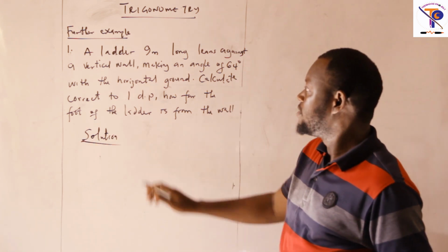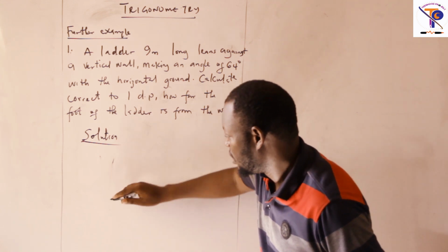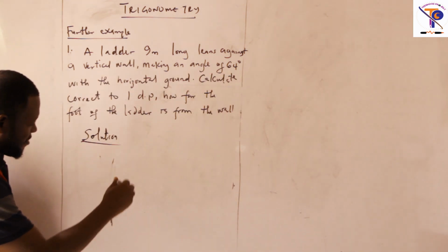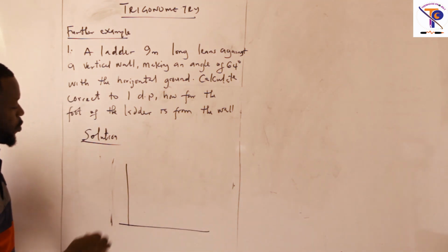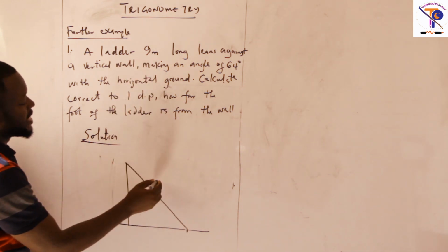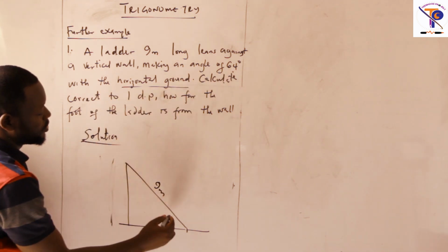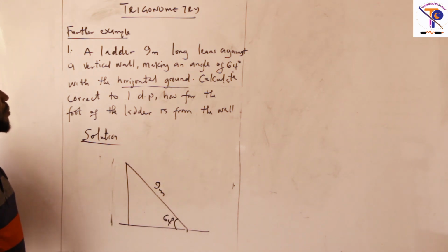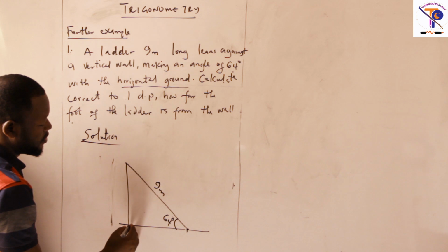The question is saying that a ladder lays on a vertical wall. So this is the wall. It is a vertical wall. Let me have my vertical wall now. Good. And this is the ground. So it's leaning against the vertical wall. So this is the ladder. And the ladder is 9 meters against a vertical wall, with the horizontal ground, that is 64 degrees. Calculate correct to one decimal place how far the foot of the ladder is from the wall.